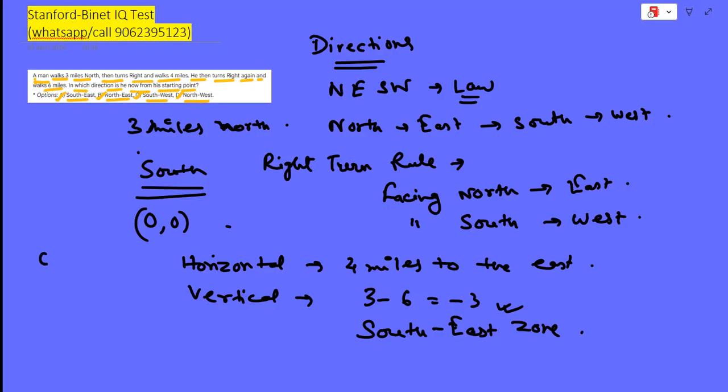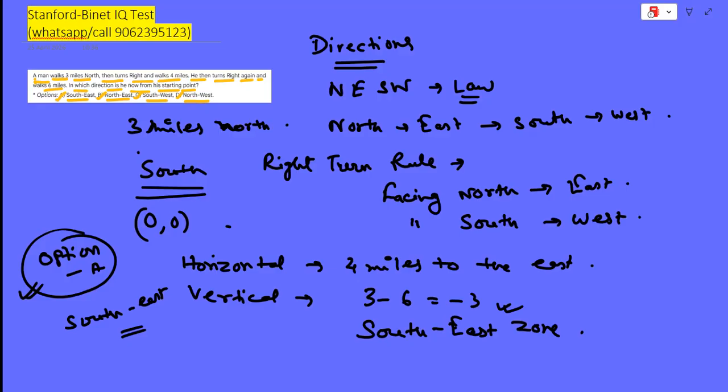So the answer is basically option A, southeast. Okay, so Larry is not just lost, he is mathematically lost. But you are exam ready. If you can track Larry, you can track a career.